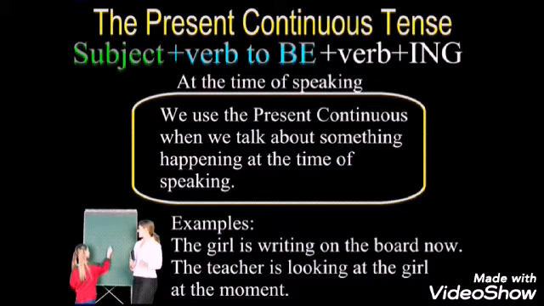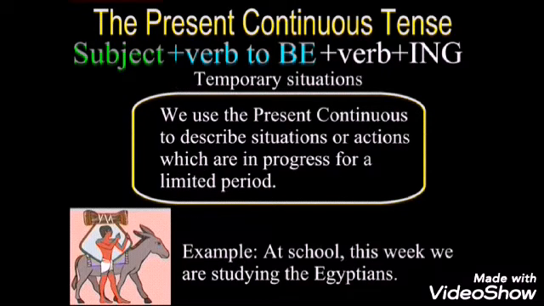Number one, it refers to something that is happening at the time of speaking. We can use the present continuous when we talk about something happening at the time of speaking. For example, when I say, the girl is writing on the board now, the teacher is looking at the girl at the moment. So, the present continuous refers to something that is happening at the time of speaking.